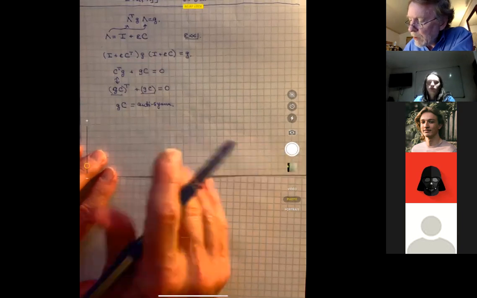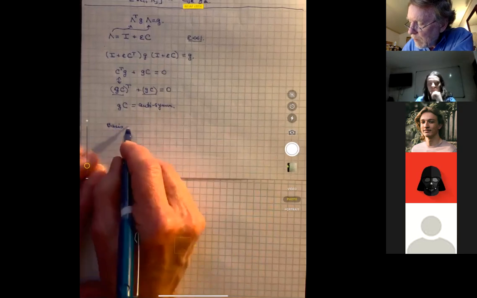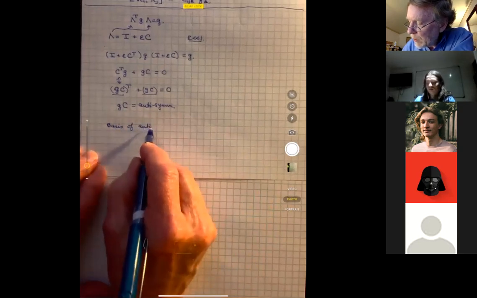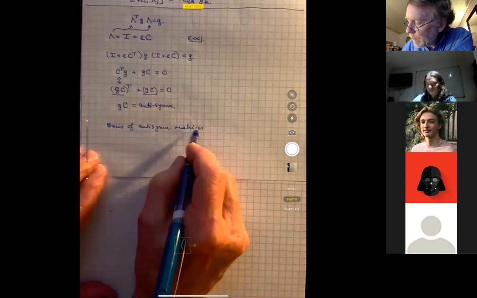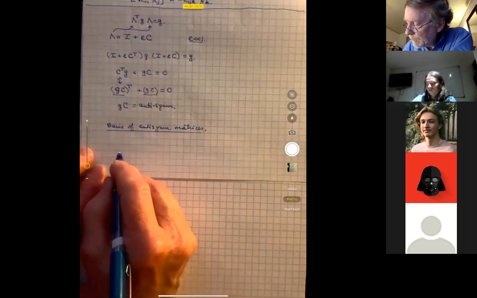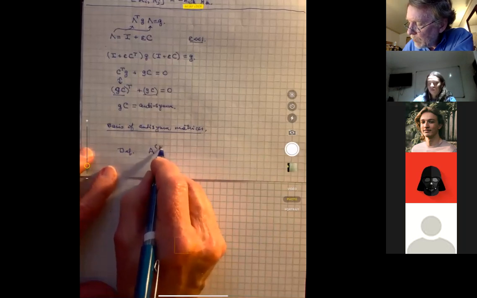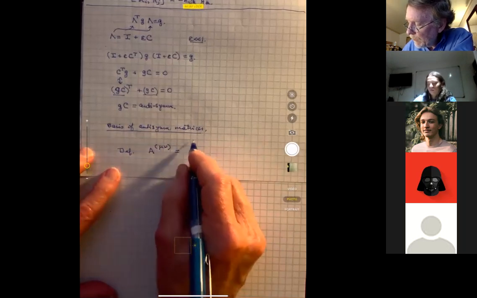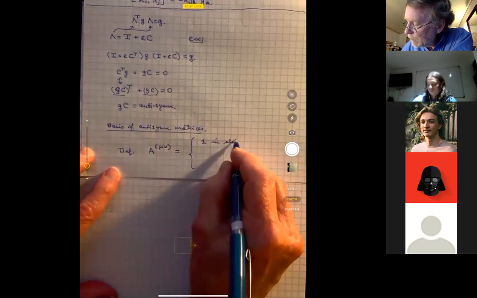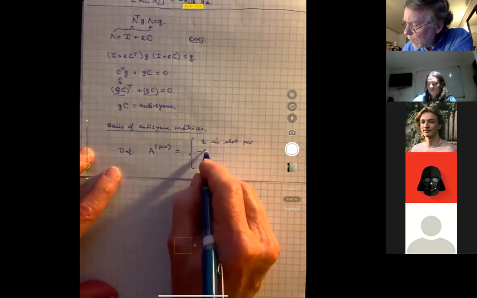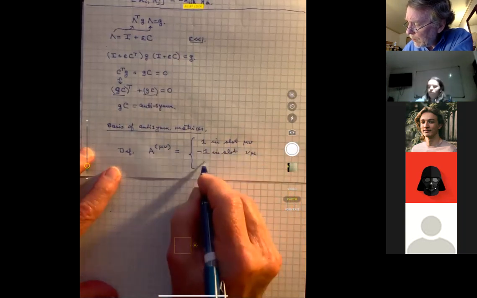So this leads us to define a basis of 4x4 antisymmetric matrices. And here's how I'll do this. Let's define a matrix I'll call A, A for antisymmetric, with indices mu nu. It has a 1 in the slot mu nu, it has a -1 in slot nu mu in the other order, and it has 0 elsewhere.